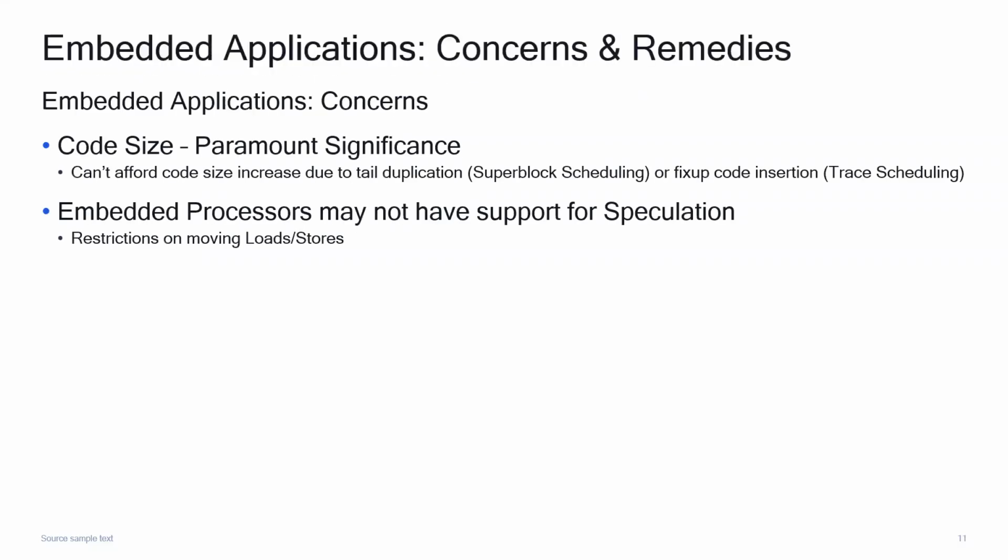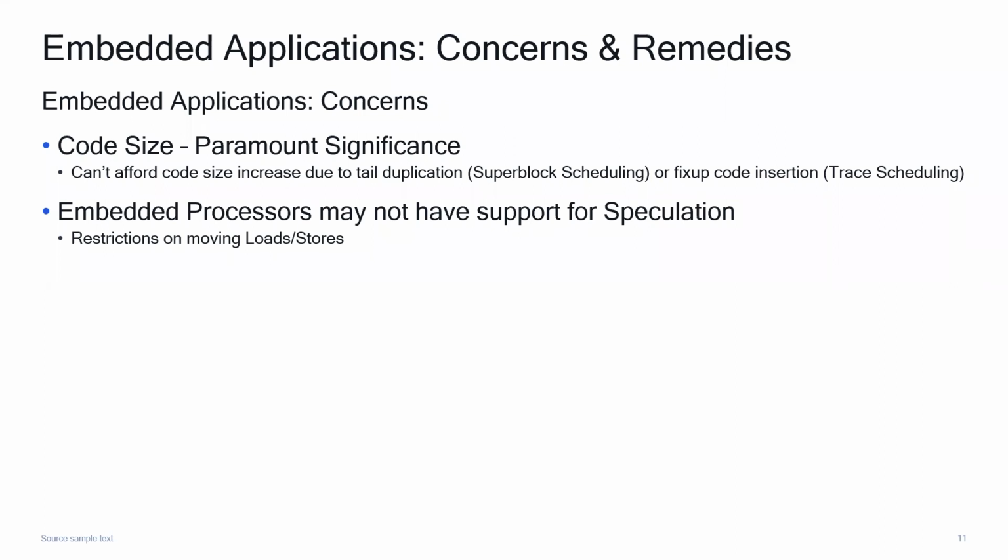So we saw that trace scheduling involves code duplication, and even superblock scheduling involves code duplication because of tail duplication, and also because when we move an instruction below a side exit, we have to duplicate code. But this is a strict no-no in embedded applications where code size is often very important. So we can't afford an increase in code due to tail duplication or fix-up code insertion.